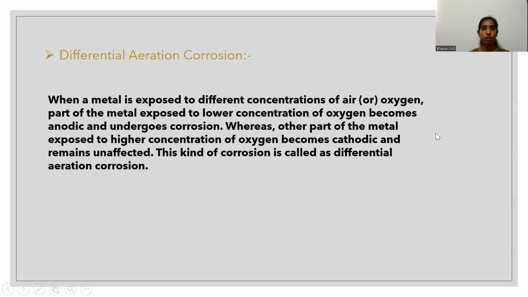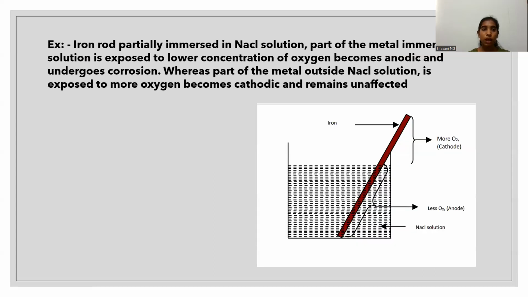Differential aeration corrosion. When a metal is exposed to different concentration of air or oxygen, part of a metal exposed to lower concentration of oxygen becomes anodic and undergoes corrosion, whereas other part of metal exposed to higher concentration of oxygen becomes cathodic and remains unaffected. This kind of corrosion is called differential aeration corrosion.